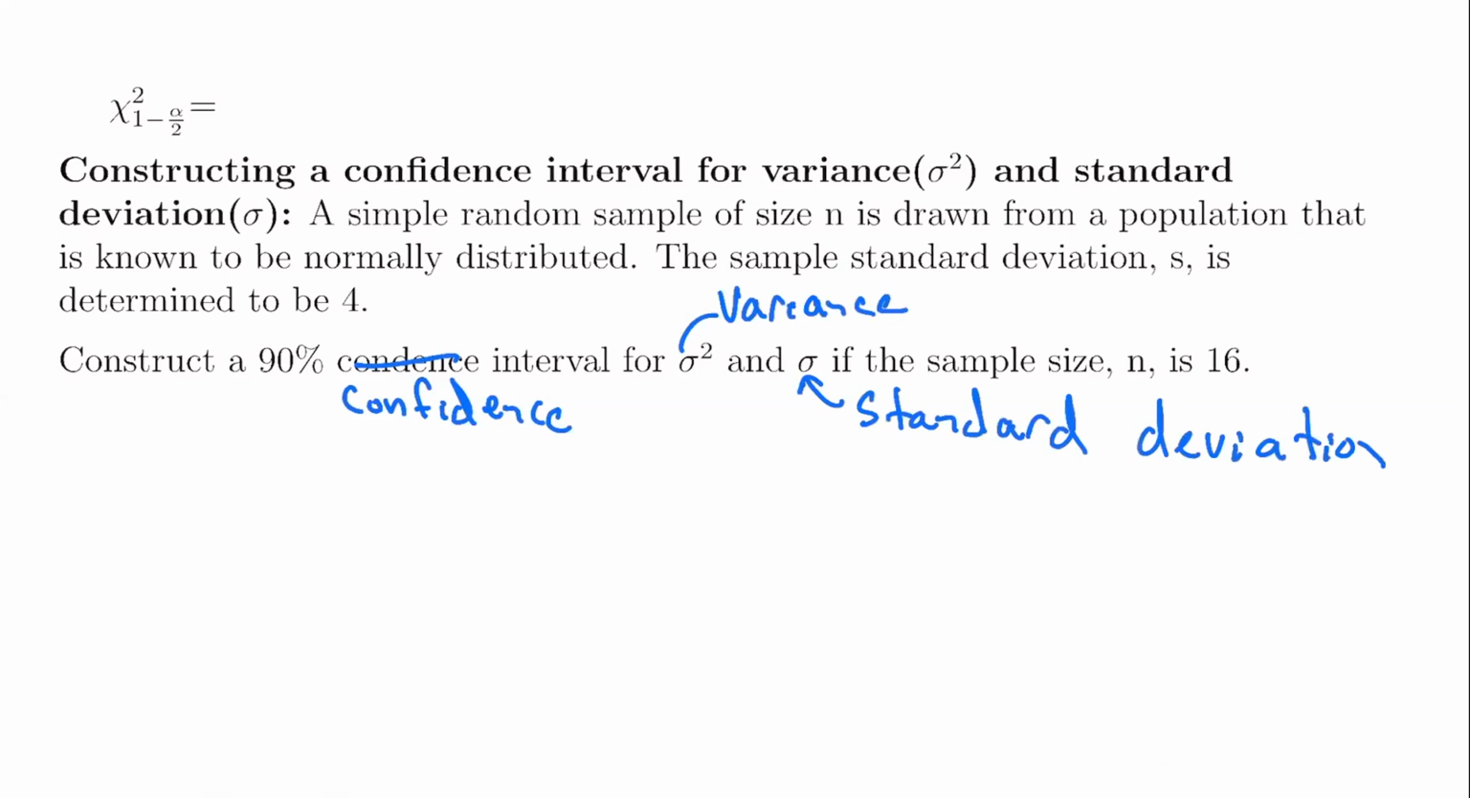So for this one, we want to find the confidence interval for variance, but we also want to find the confidence interval for standard deviation. They tell us our sample standard deviation, S, is equal to 4. They also tell us n is equal to 16. Any questions so far? I got S is equal to 4, n is equal to 16.